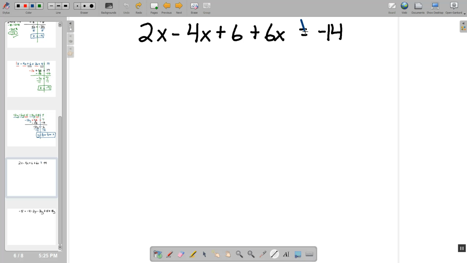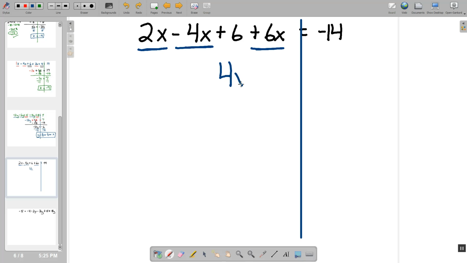Now, before we start solving anything, we have to draw our line down our equal sign, and we are going to combine all of the x's on the left side first. So I see positive 2x, negative 4x, and positive 6x. These two combine to be negative 2x, plus 6x will be a positive 4x on the left side of our equation. The number 6 is left alone already, so we're just going to rewrite that as positive 6.